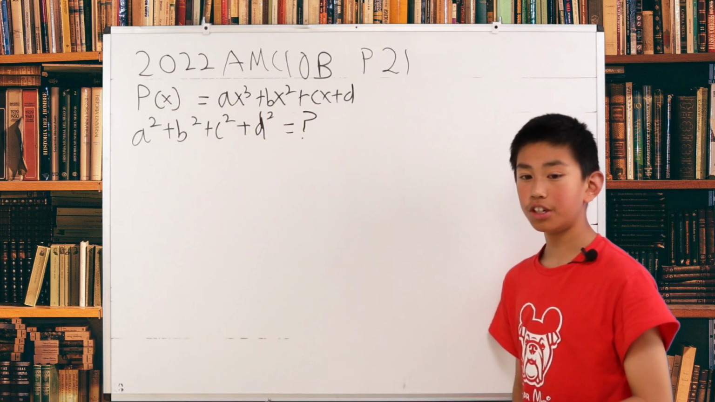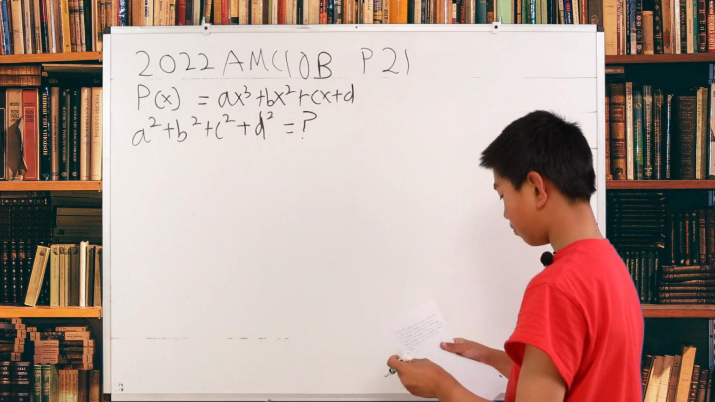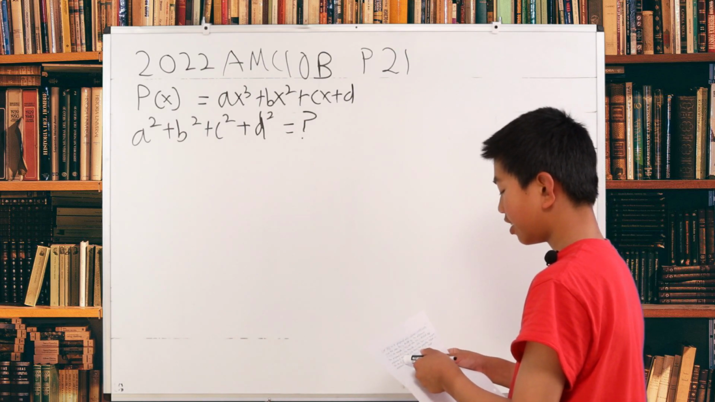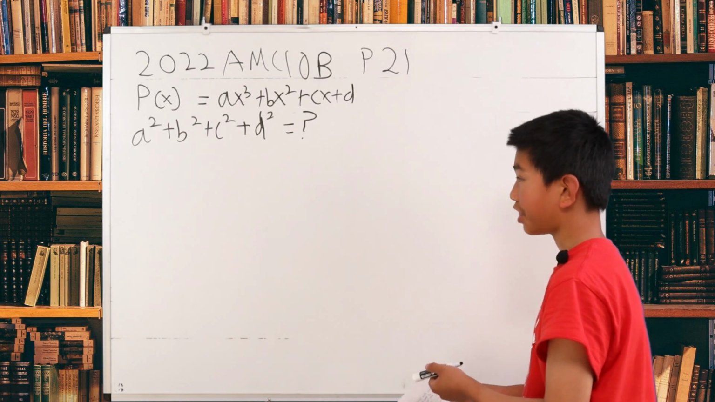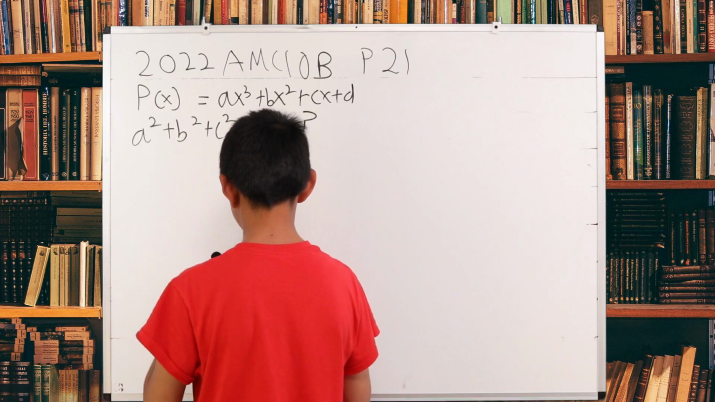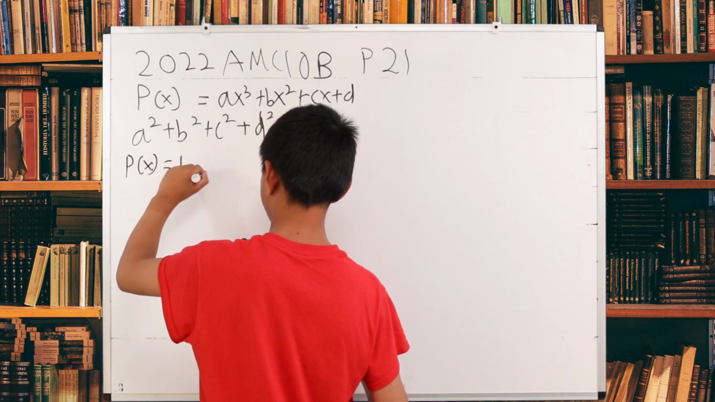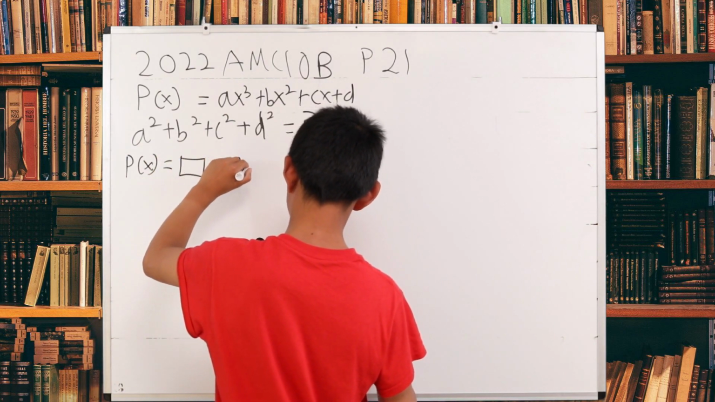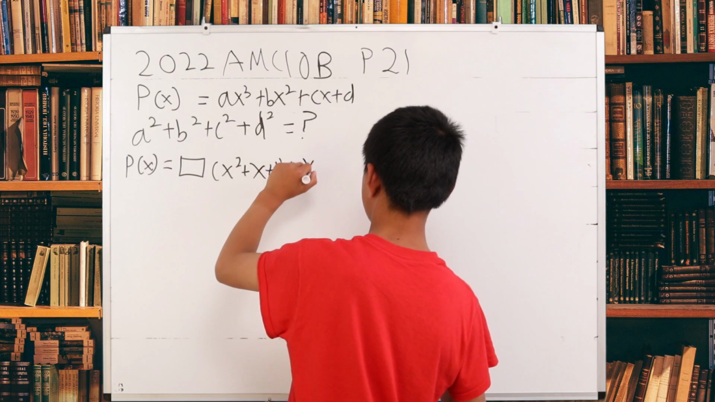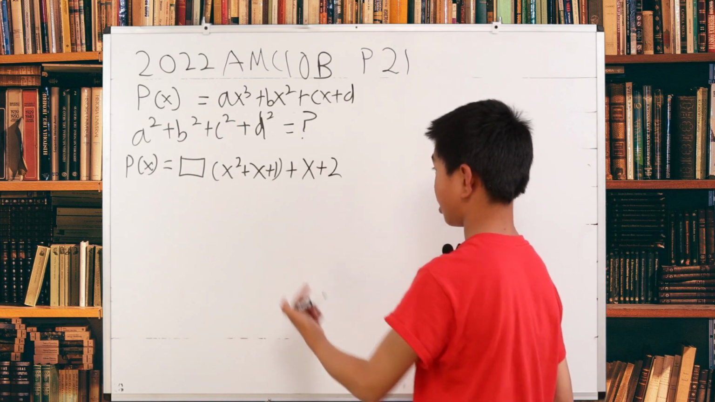The first thing we need to do is recognize what we have here. We are given that when P of x is divided by the polynomial x squared plus x plus 1, the remainder is x plus 2. Let's just focus on that first. So P of x is equal to something here times x squared plus x plus 1 plus the remainder, or x plus 2.